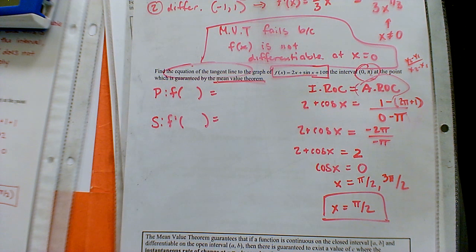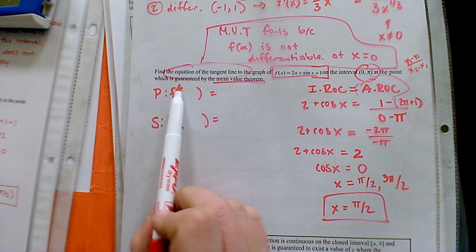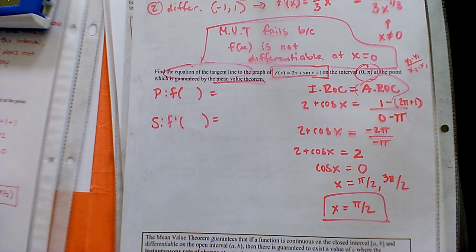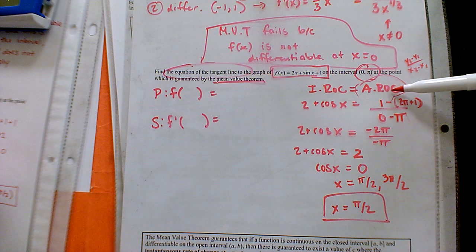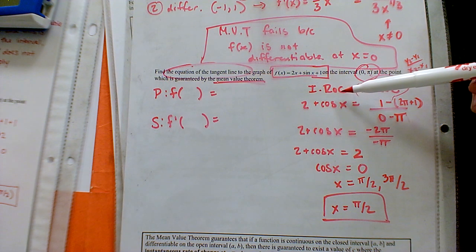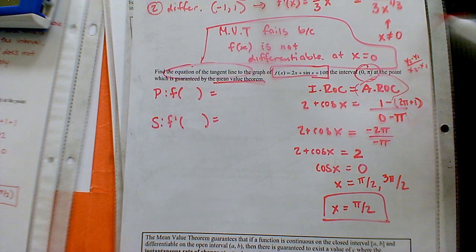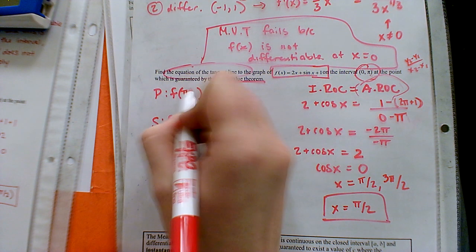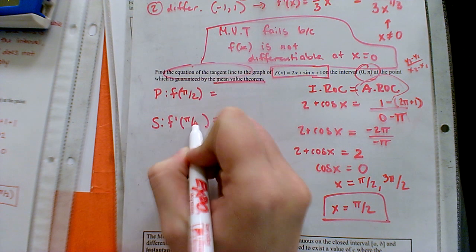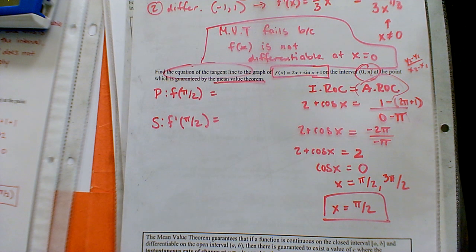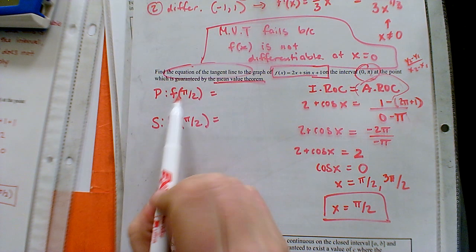Okay? So that's the special point that's guaranteed by the mean value theorem. This is the spot where the average rate of change becomes that instantaneous rate of change, that derivative, tangent line graphically. So we're going to use this spot to help us find the equation of our tangent line. All right, I think we're good from here because we can figure out point and slope and write that out.